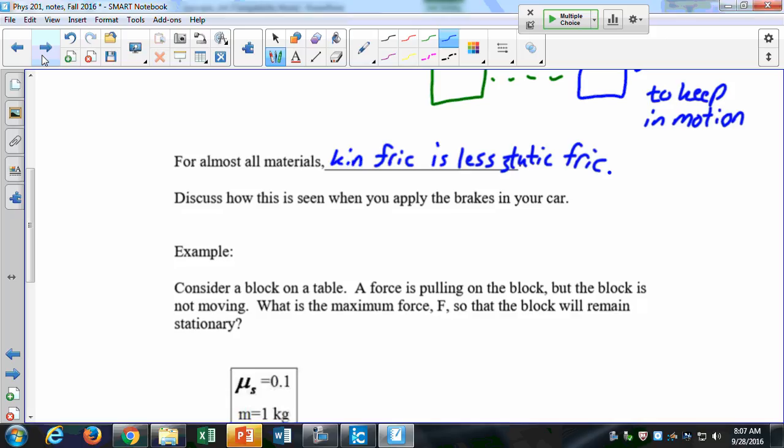As the tires are rolling, what is the type of friction between the brake pads and the rotor? That's kinetic friction, because the whole thing is moving. The tires are moving, the rotor is spinning, and the brake pads are sliding against it. What happens when it stops? What type of friction is at play? Static friction. And so there's a discontinuity between our kinetic friction and our static friction.